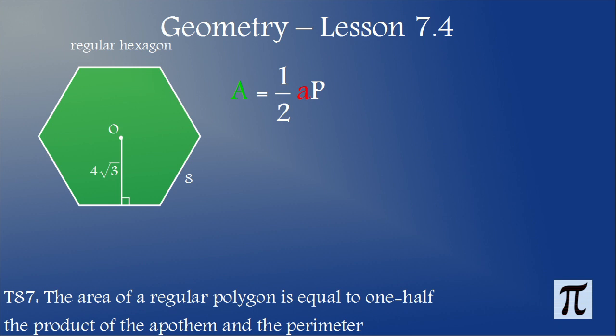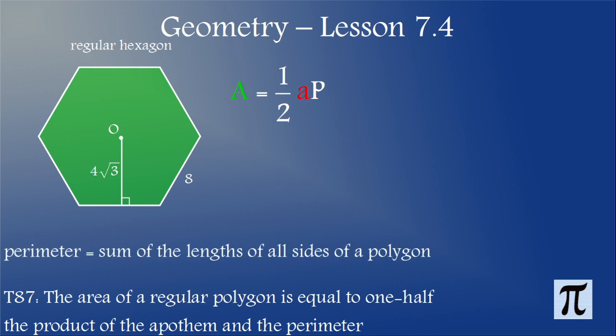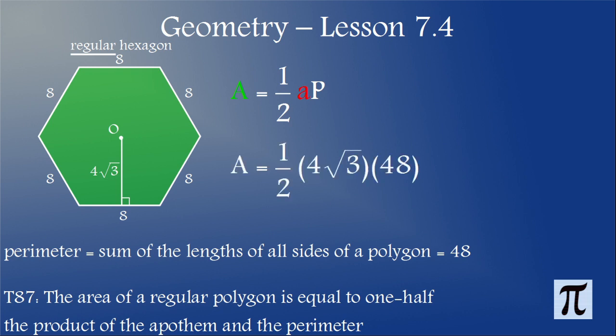So here's an example of a regular hexagon where the side is 8 and the apothem is 4√3. Remember, the perimeter is the sum of the lengths of all sides of a polygon. And since we have a regular hexagon, every side must be 8. Therefore, the perimeter is 48, 6 times 8. So we can substitute that in. The area is equal to 1/2 times the apothem, which is 4√3, times the perimeter, which is 48, and that gives us 96√3.